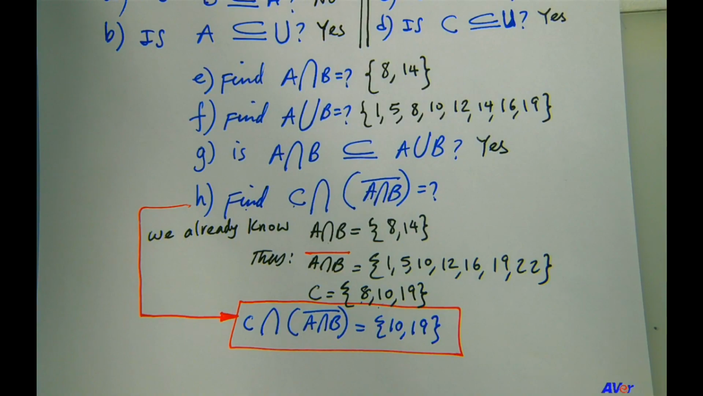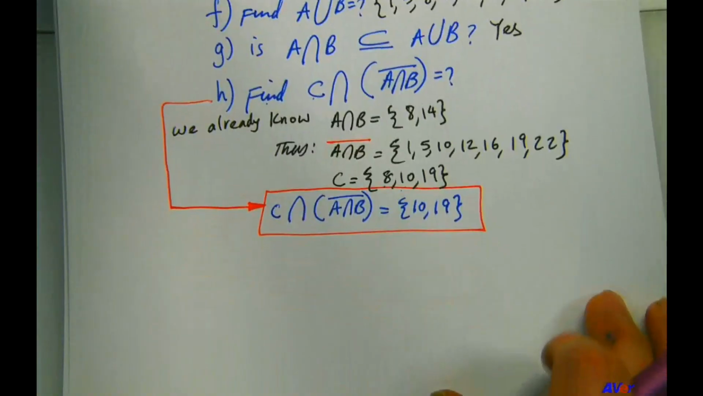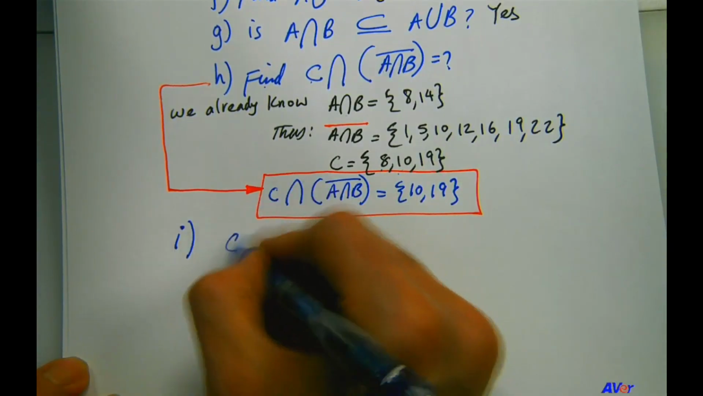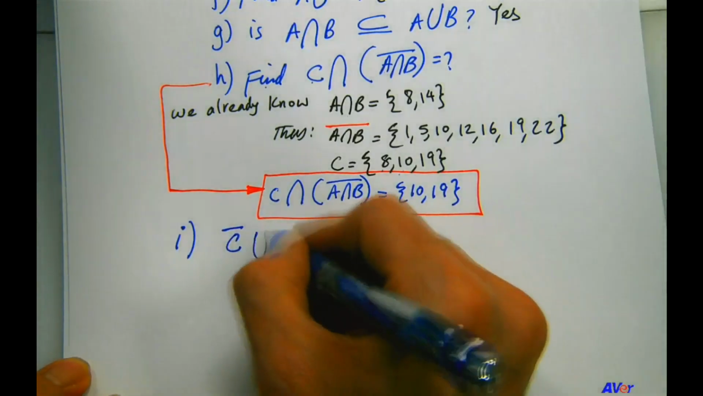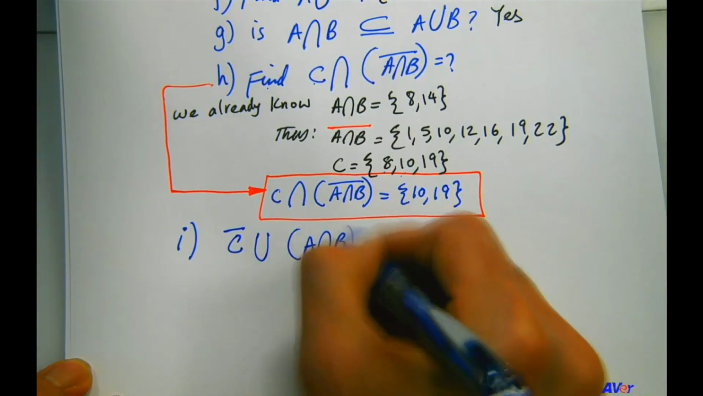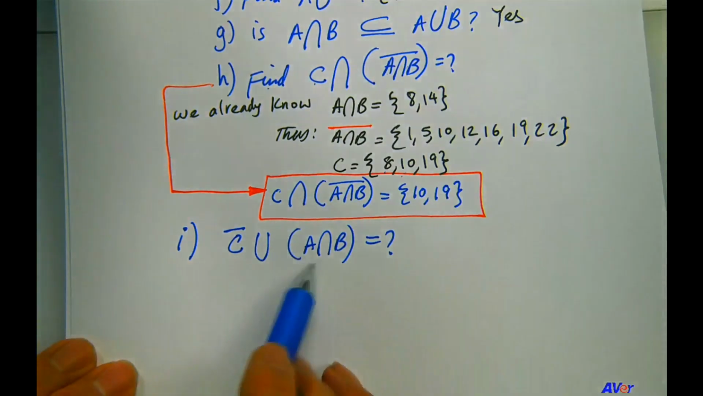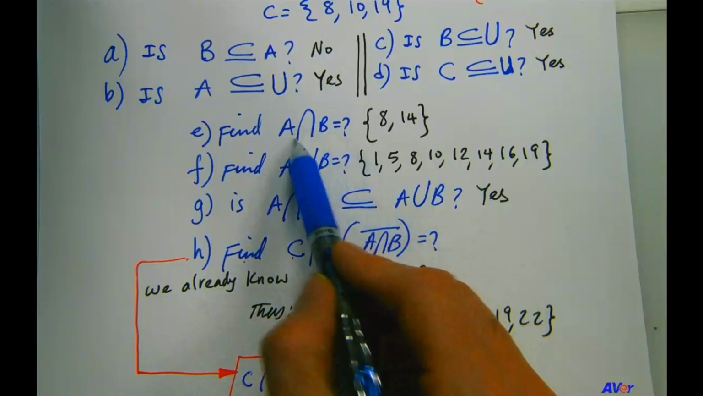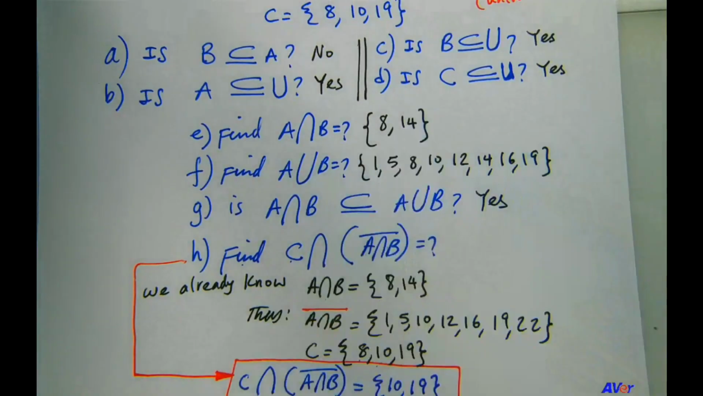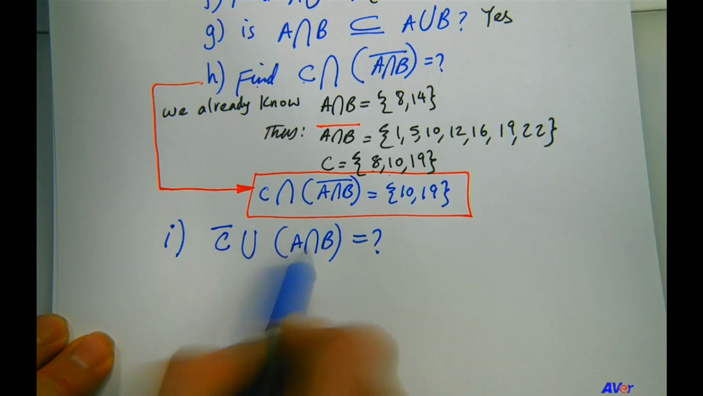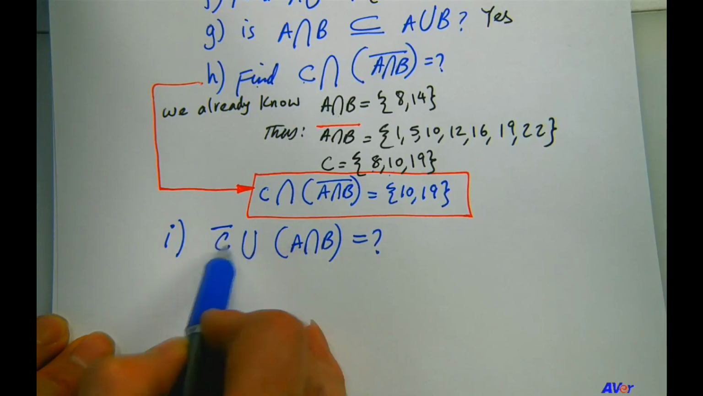Okay, so let's do another example, another part. Let's call that part I. For part I, we're asked to find C bar union A intersection B. Well, we already know A intersection B, right? We found it in part E. It's 8 comma 14. If you didn't have it, you would need to find this first before you can take the union of C bar and it.